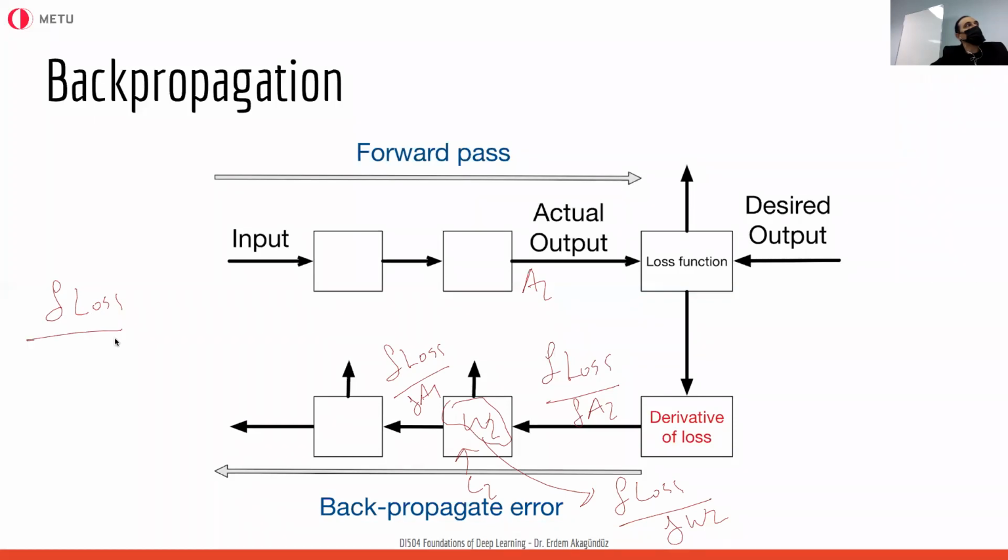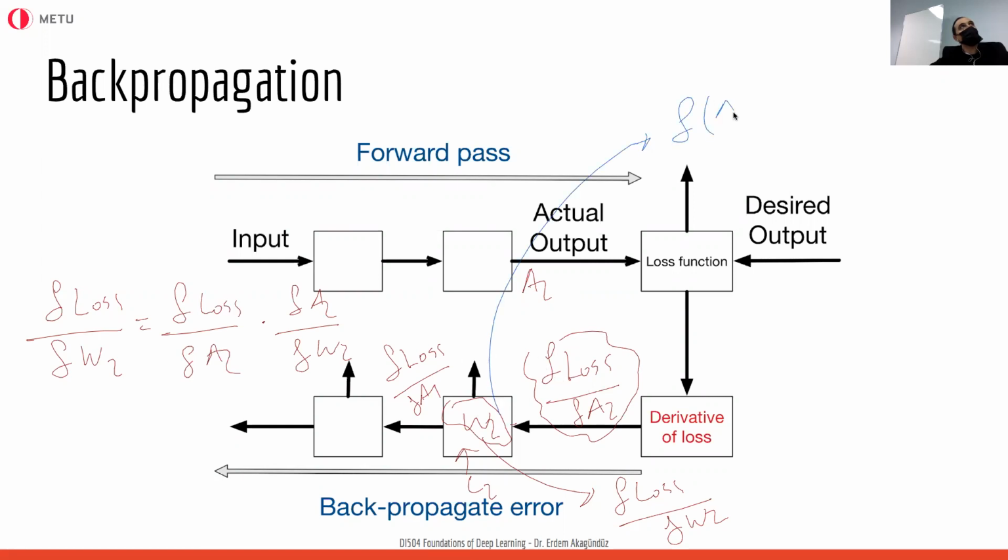So I would write the derivative of the loss with respect to omega 2 as something like the derivative of the loss with respect to A2, this guy, times the derivative of A2 with respect to omega 2. A2 is the output of this guy, okay? So this guy is actually a function. Let me write that function. It was a function of A1, the input, and omega.